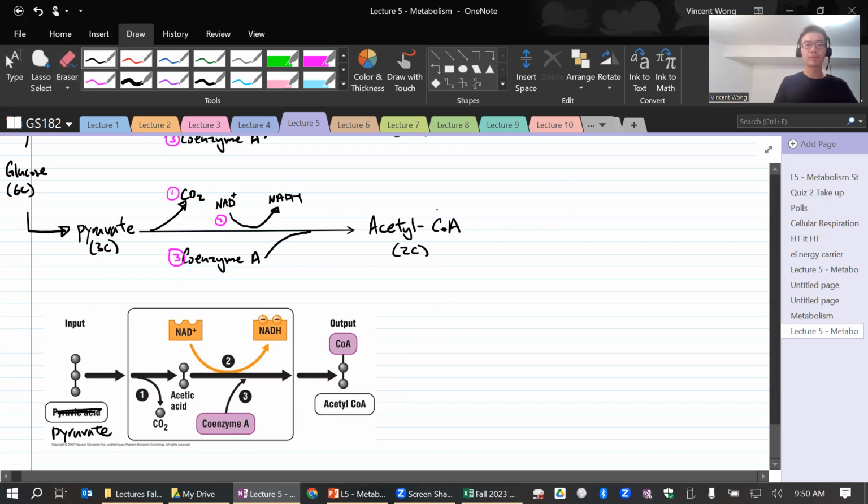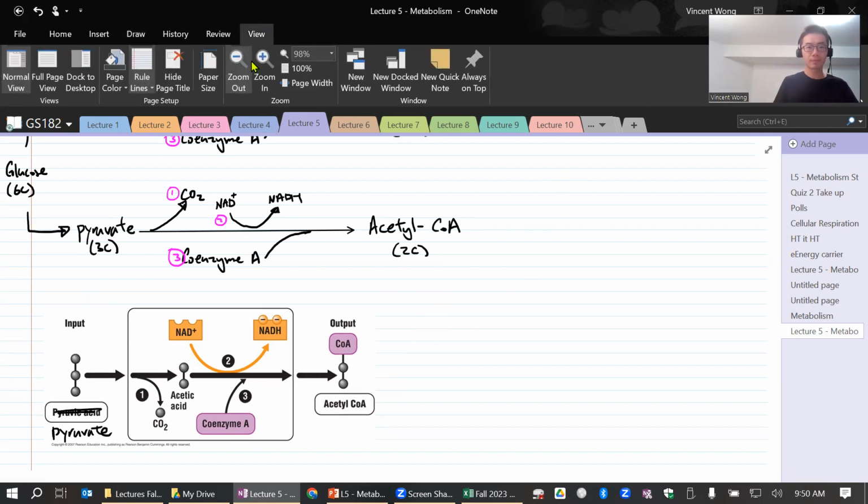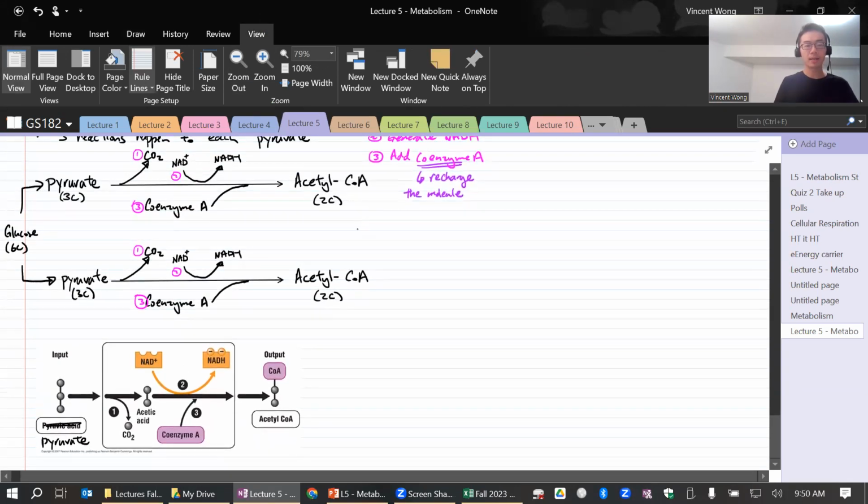Sorry, so in the end you get 4 or 2 of the Acetyl-CoA? Yeah, 2. So from one process you get 2 of them. From one pyruvate, you get 1 acetyl-CoA, right? Okay, and then this glucose is 2 of them? That's right.